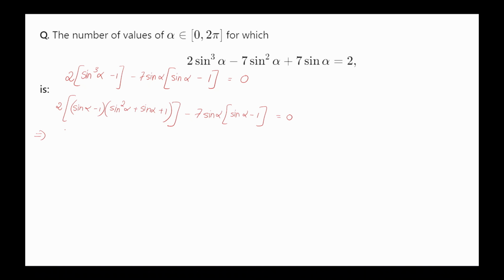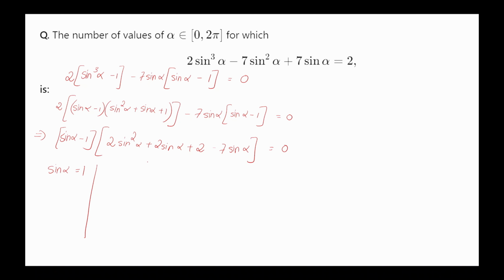So from here, if I take sine alpha minus 1 common from both these equations, I would have (sine alpha minus 1) whole into (2 sine square alpha plus 2 sine alpha plus 2), and here I would be left with minus 7 sine alpha equals 0. So from here I can say that one of my values for sine alpha would be 1. So my sine alpha can be 1. This is the first solution that I've gotten.